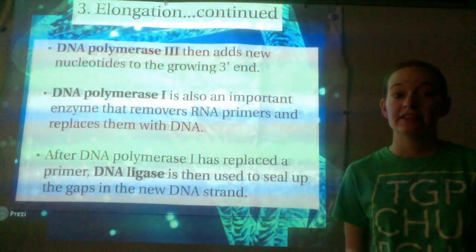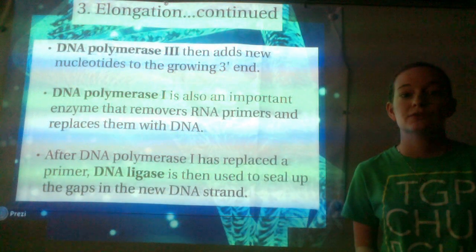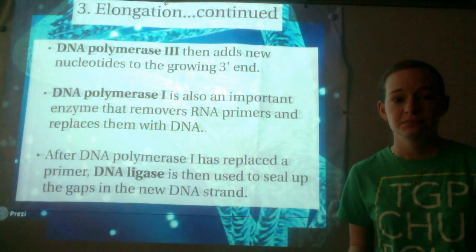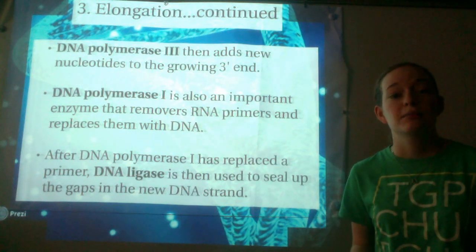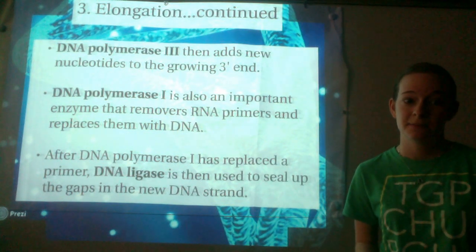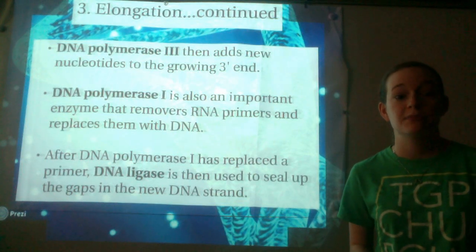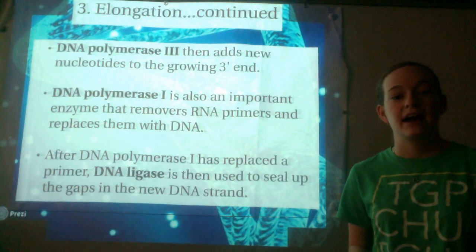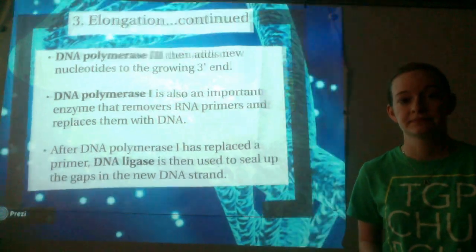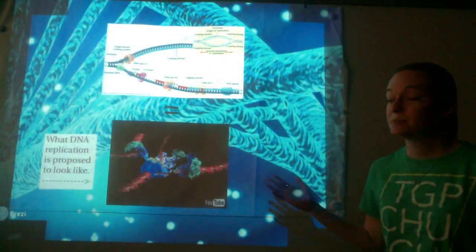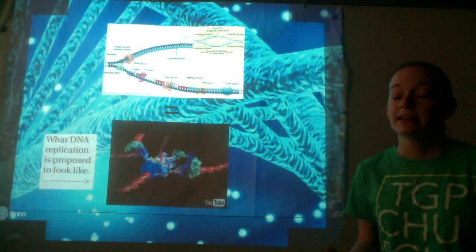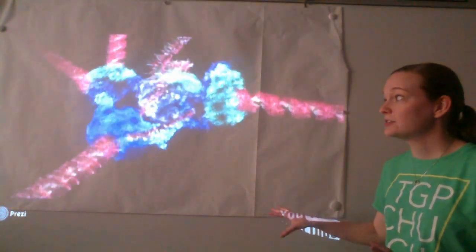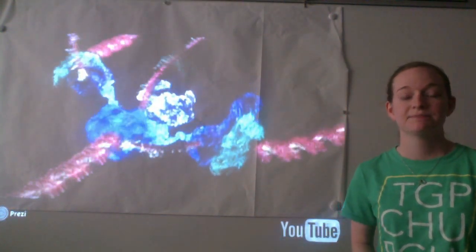DNA polymerase III then adds new nucleotides to the growing 3' end. DNA polymerase I is also an essential enzyme that removes RNA primers and replaces them with DNA. After DNA polymerase I has replaced a primer, DNA ligase is then used to seal up the gaps in the new DNA strand. The top is a picture with the essential enzymes in the leading and lagging strand, and then this video is a computer imaging model to show you what replication looks like.